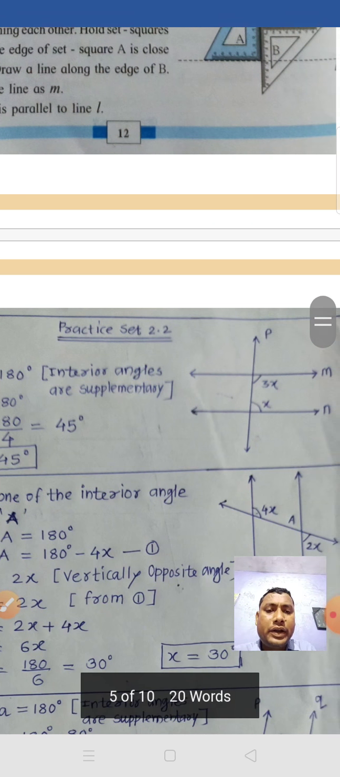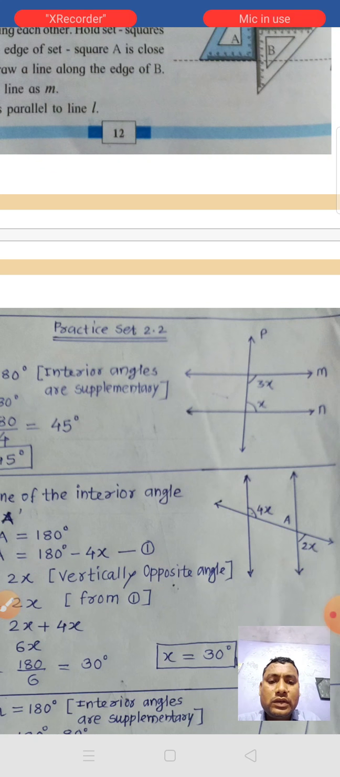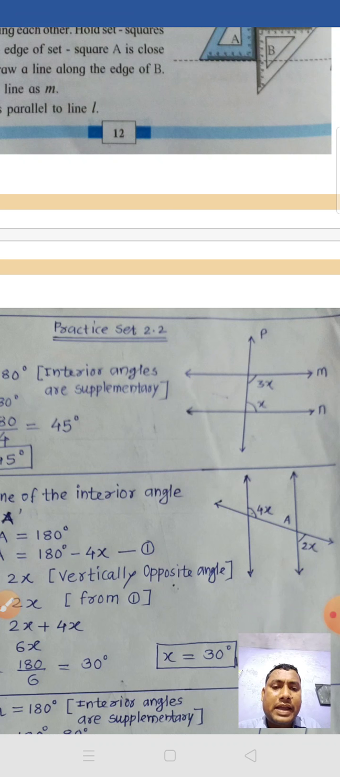Practice set 2.2. Line M is parallel to line N and P is a transversal, and 3x and x are the interior angles. So we already learned the property of interior angles. Students, you know the property of interior angles: interior angles are supplementary. This property we have to use. Supplementary means their sum is 180 degrees.